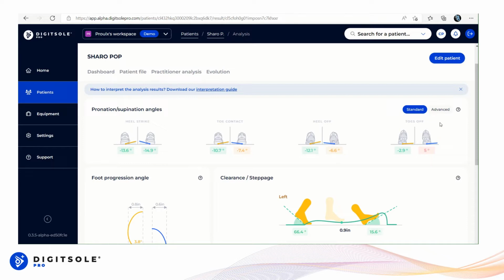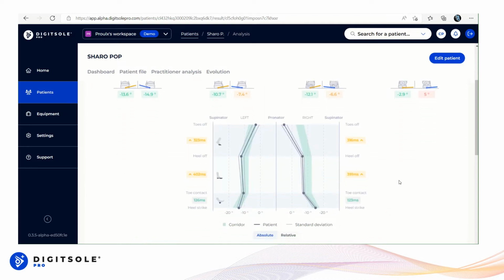We can look at a more specific graphical representation of this. You're just going to click on the advanced, and scroll down just a little bit. Now we get to see the entire graph of the foot as it moves through the orientation of the stance phase. What you'll notice here in the green is referred to as the corridor. That is a normative pathway or trajectory that's been determined specifically with this system in the evaluation of supination and pronation. You can put your cursor over the dot, which is on heel strike, and you'll notice that it represents the same number as in the upper left-hand corner, which is the negative 13.6 degrees.